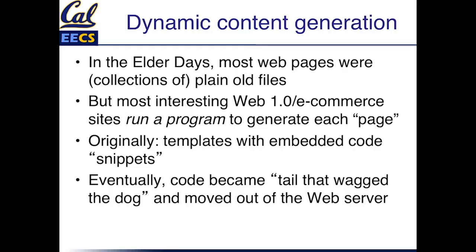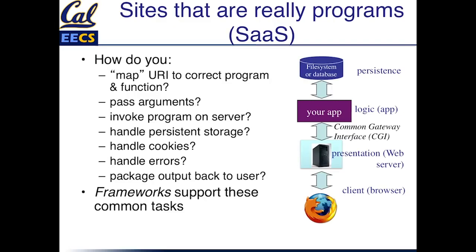So originally, people authored sites like this by saying, well, HTML is what the browser consumes, but what we'll do is we'll find a way to stick a little bit of code here and there into the HTML, and that code is what's going to create the content on the fly. And it very quickly became clear that the code was the interesting part. So the code became the tail that wagged the dog. It sort of moved out of the web server into its own home in the application tier. So now we're going to look at these different pieces and how they work and what are the implications for architecture of software as a service.